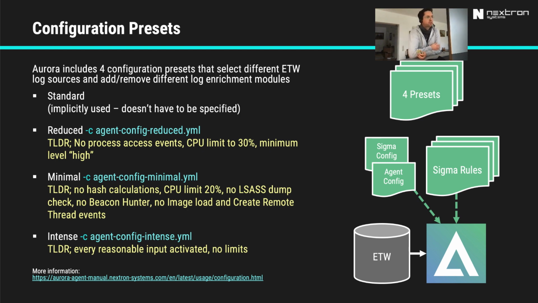I've already mentioned the configuration presets. So there are 4 shipped with Aurora, with the package. There is a standard. You don't have to specify it on the command line, and there is a reduced preset. It reduces the CPU limit to 30% and also sets the minimum level of matching Sigma rules to high, so you won't get bothered by Sigma rules of level medium and low.